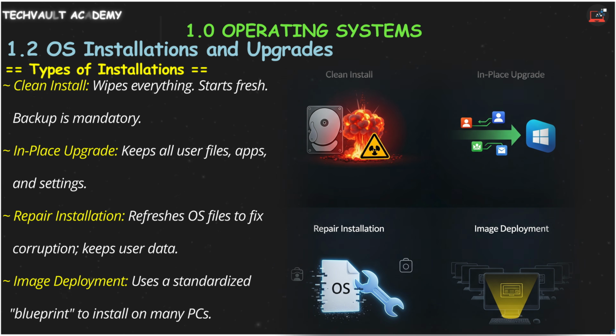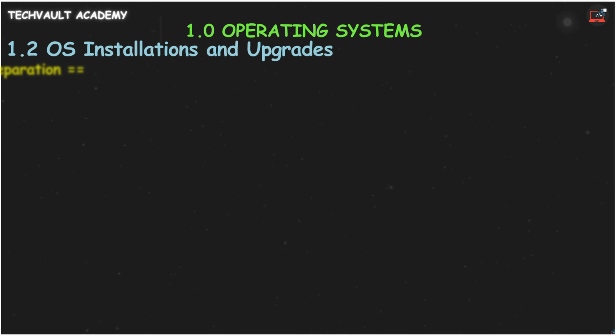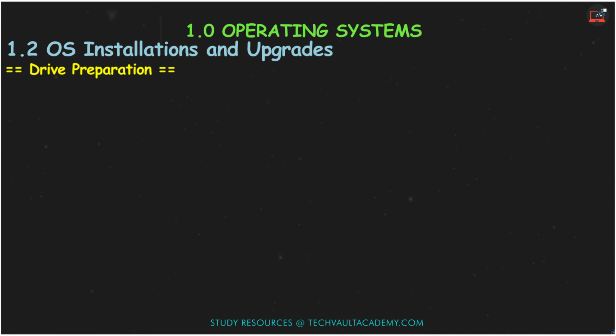Image deployment is like using a standardized blueprint. You set up one computer perfectly, create an image of it, and then rapidly copy that image to dozens or hundreds of other machines. Before installing, you must prepare the drive.